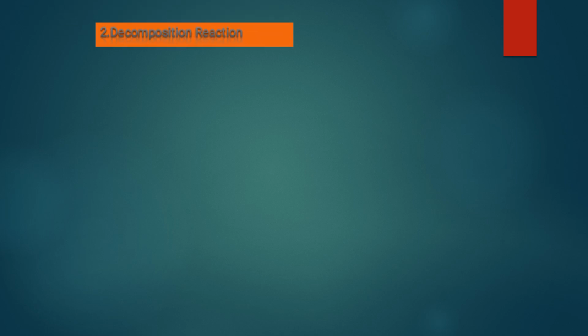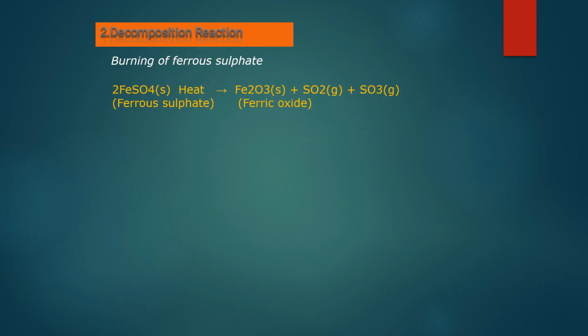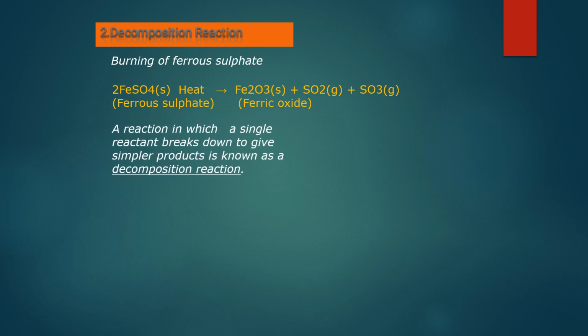The next reaction is decomposition reaction, which is exactly opposite of combination reaction. Look at this reaction, burning of ferrous sulphate. There is a single reactant which in the presence of heat gets decomposed into 3 different products: Fe2O3, which is ferric oxide, SO2 and SO3. This is an example of decomposition reaction. A reaction in which a single reactant breaks down to give simpler products is known as decomposition reaction.